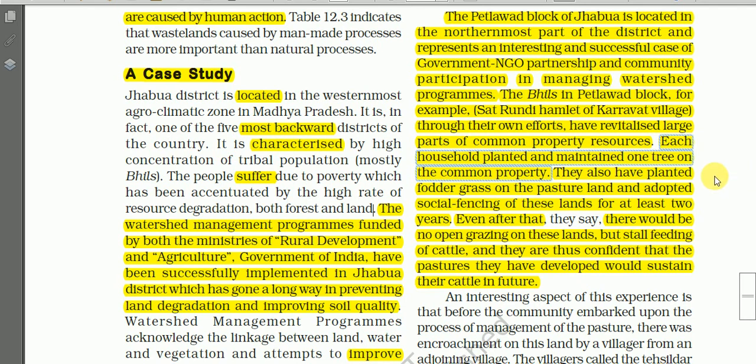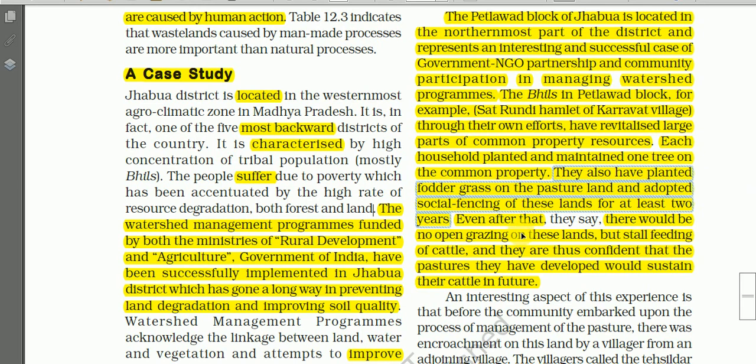They also planted fodder grass on the pasture land, and they adopted social fencing of these lands for at least 2 years. That means they will not graze the animals in the CPRs, in the grasslands.